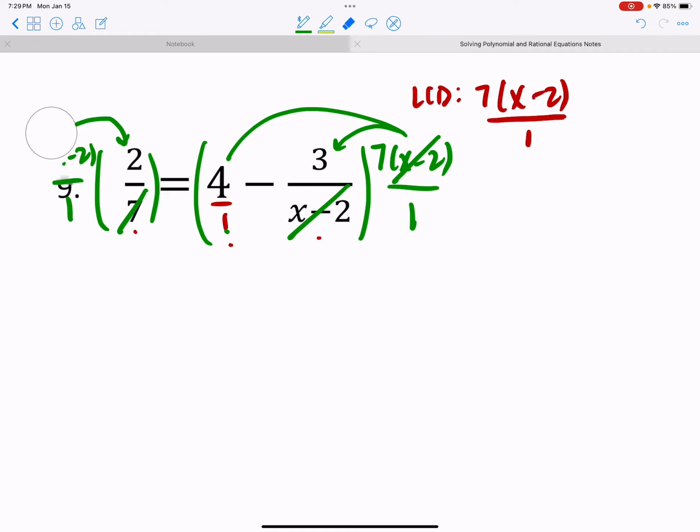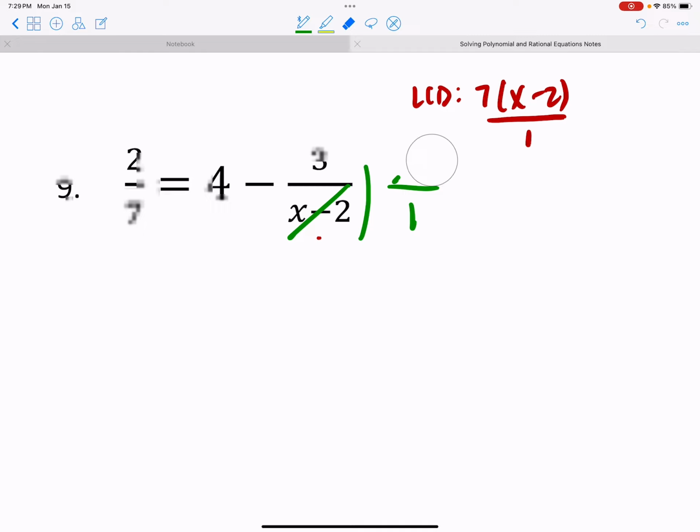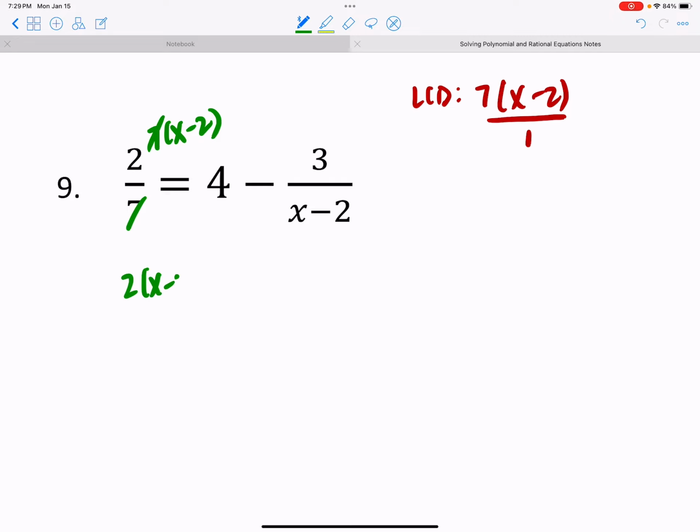Now that looks like a big mess, so let me just take you step by step, so you can see. So I'm going to multiply here by 7 times x minus 2. Again, the 7s are going to reduce, and so I'm going to be left with the 2 and the x minus 2. Bring down my equal.